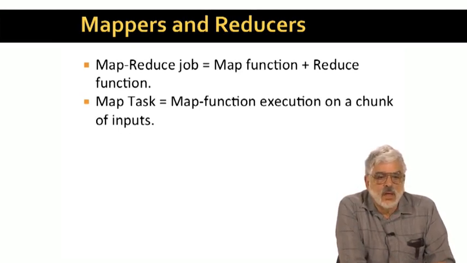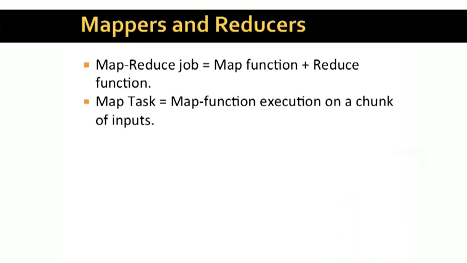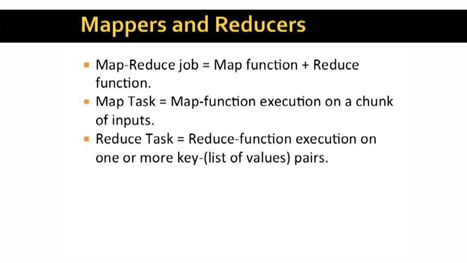A map task applies the map function to each input in a chunk of the input file. And a reduce task applies the reduce function to each of a collection of key-value list pairs. Remember that behind the scenes, key-value pairs are organized by key, and the reduce task is presented with pairs consisting of a key and the list of all the values associated with that key that were generated by any of the map tasks.